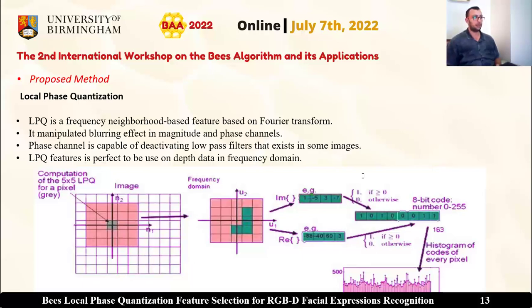It manipulates the blurring effect in magnitude and phase channels. The phase channel is capable of deactivating low pass filters that exist in some images, like a depth image, which we are going to use. The LPQ feature is perfect to be used on depth data in the frequency domain, and in the figure we can see the process of LPQ on an image.